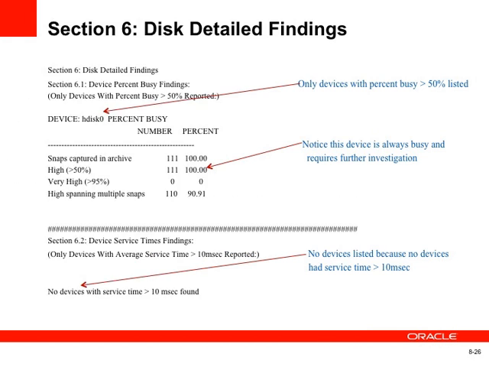In this example, we can see those devices which have a percent busy greater than 50%. The device listed here is 50% busy or more all the time, and therefore should be investigated. Looking at service time in this example, we can see no devices having a service time greater than 10 milliseconds, therefore no devices are reported in this section.